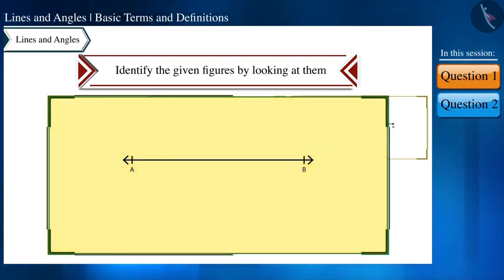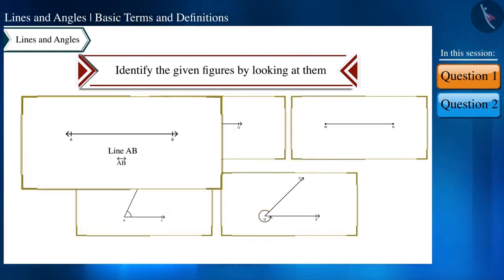Friends, look at the first figure. Here, on both the sides, there is a symbol of an arrow, and this shows that it can be extended further in both directions. Therefore, this is a line AB, and we represent it like this.